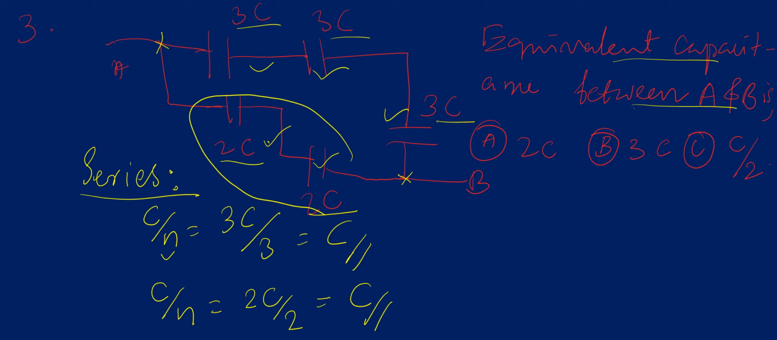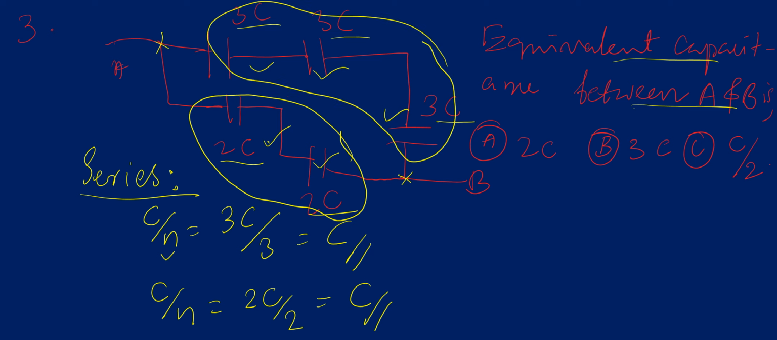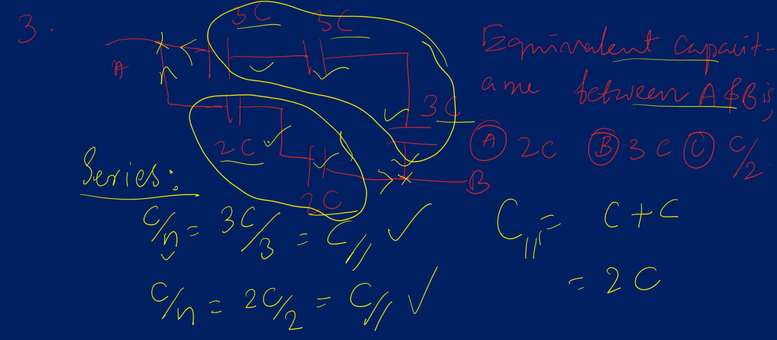And let us consider these two combinations. These two are connected in parallel. So in parallel connection, effective capacitance we can write as the sum of all. Here C plus C, that is 2C. Option A is the correct one.